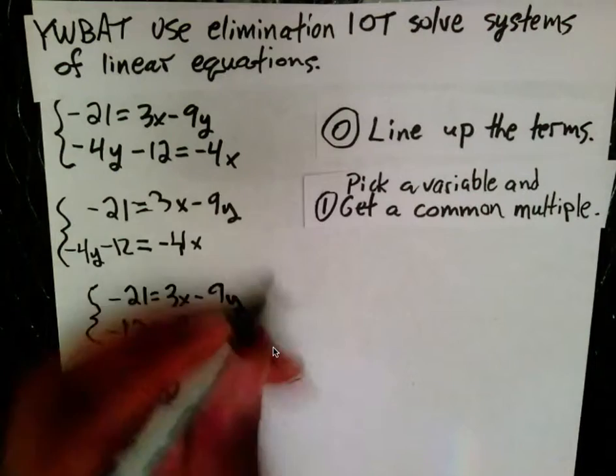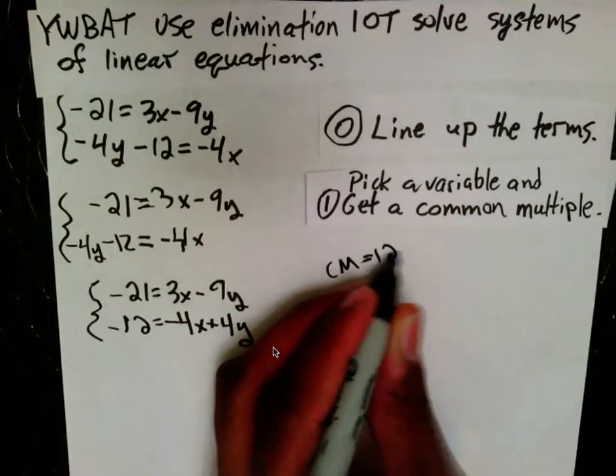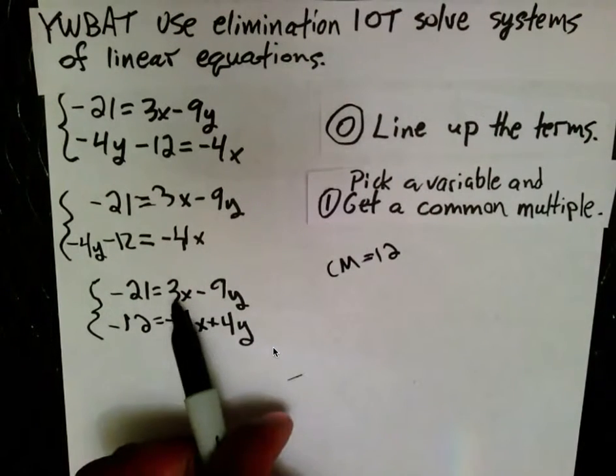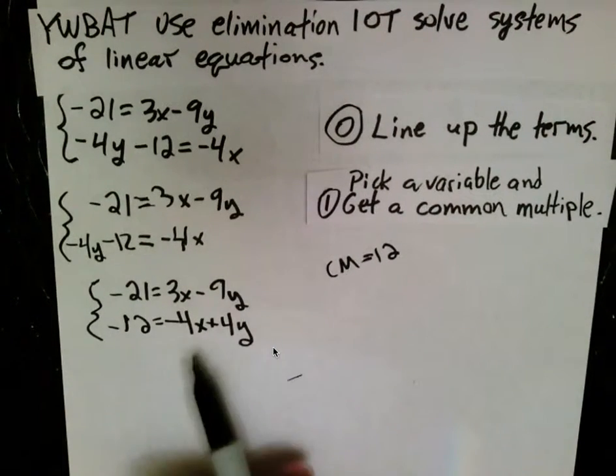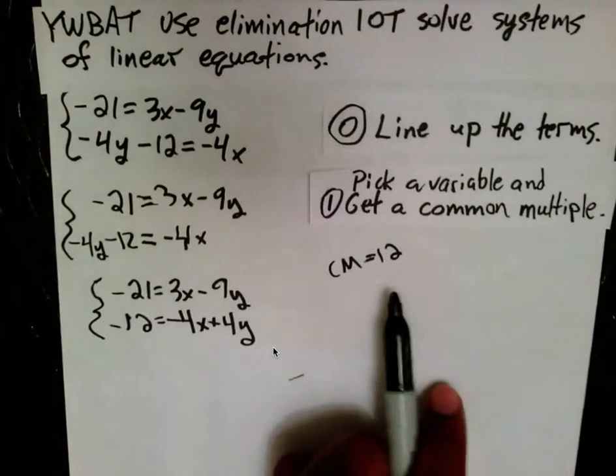So if 12 is my common multiple, because I know that 3 goes into 12 4 times, and I know that 4 divides evenly into 12. So I'm going to use 12 as my common multiple.